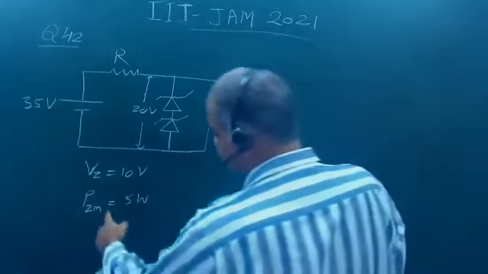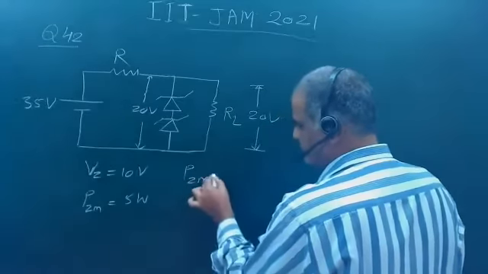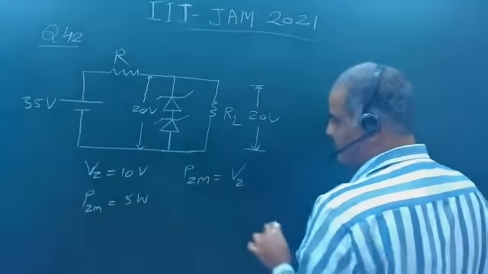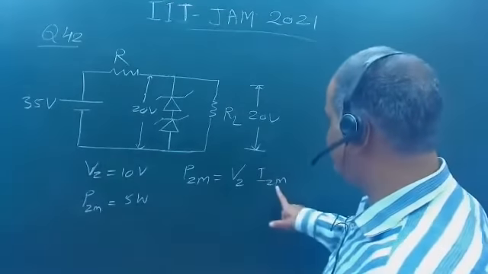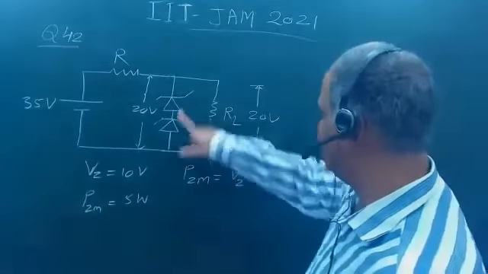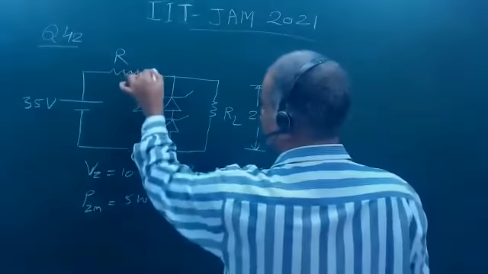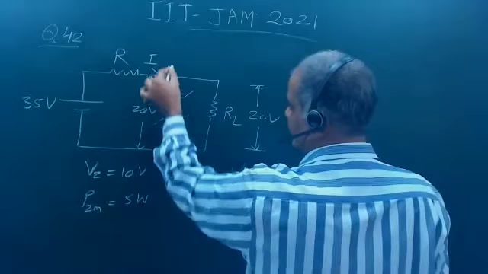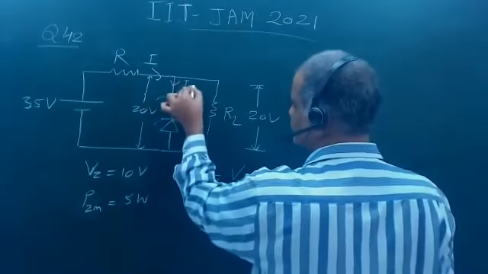So we are given PZM. PZM is equal to VZ times IZM, where IZM is the maximum current this diode can withstand with this voltage. Suppose here a current I is coming, and across these diodes current IZM is flowing.